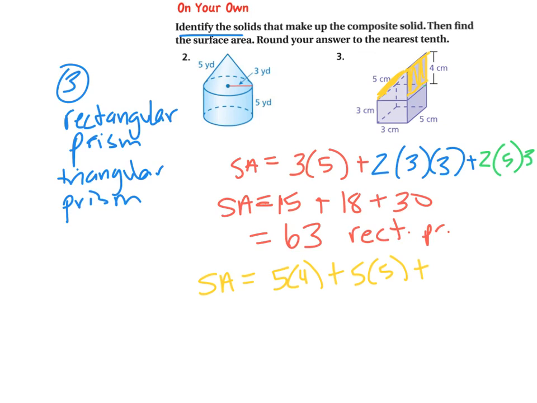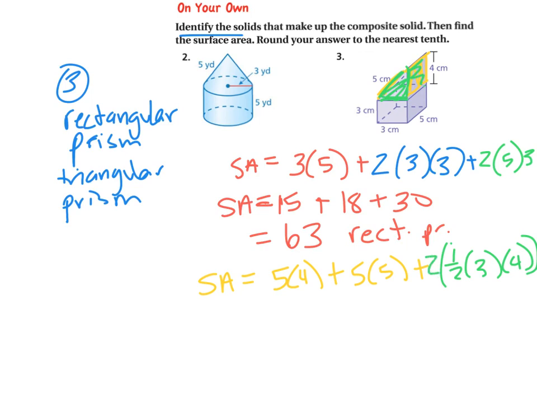Okay, and then the last part is this little triangle. How do you find the area of a triangle? 1/2 the base, which is 3, times the height, which is 4. And how many triangles do we have there? We have the front side and the back side. So then we would need 2 of those all together.